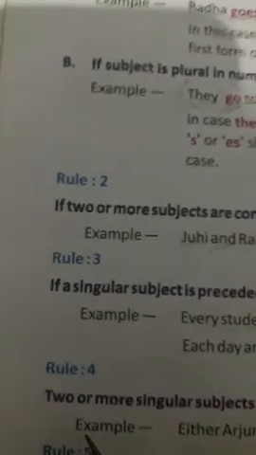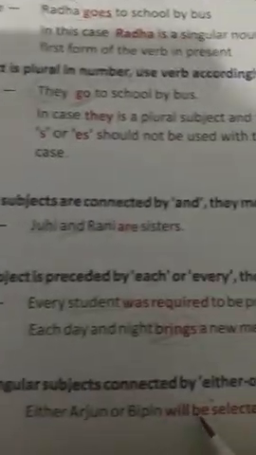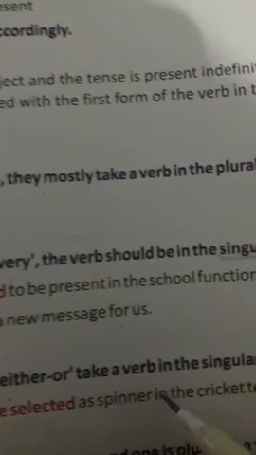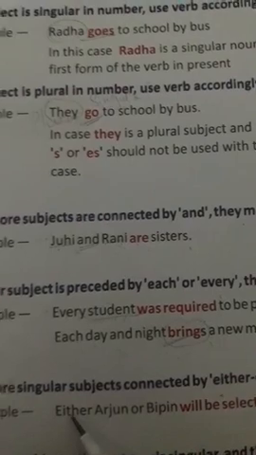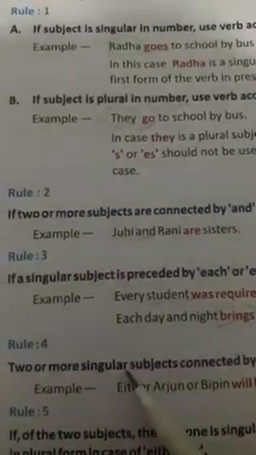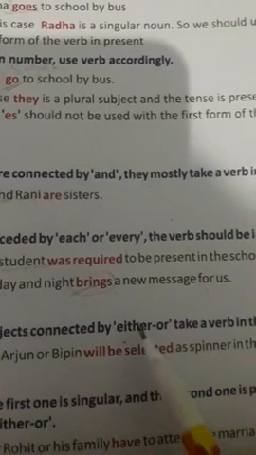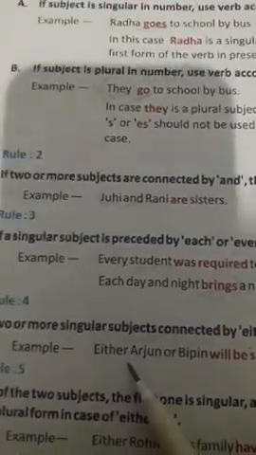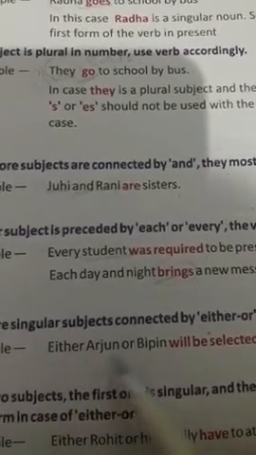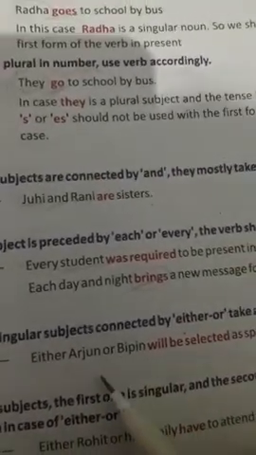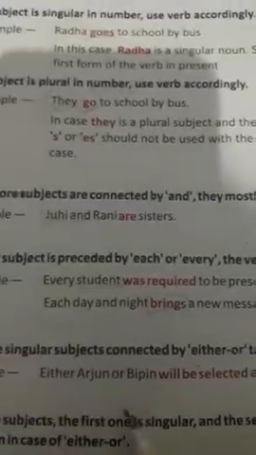Now see the next rule, rule number 4. Two or more singular subjects connected by either or take a verb in the singular. Okay, if two or more singular subjects are connected by either or, just like this, either Arjun or Vipin, then you have to take the verb in the singular form. Either Arjun or Vipin will be selected as a spinner in the cricket team.